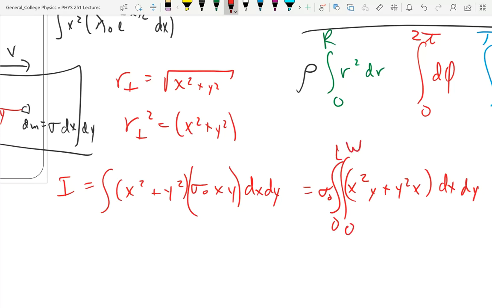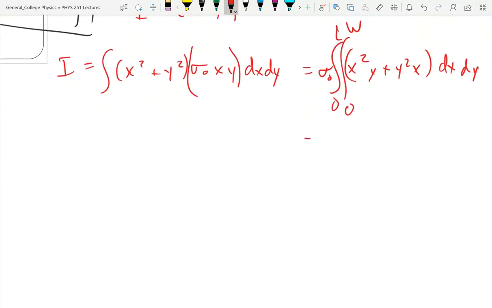X between x squared and y. X squared y plus y squared x. And so now this is a fairly simple integral. Because if I do my x integral first, wait, there are two integrals in there. Yes, there's two integrals. So I'm going to do my x integral first.